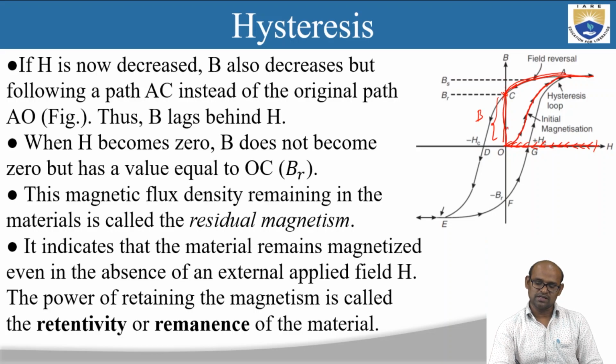Even in the absence of external applied magnetic field, this material has stored some magnetization, and the power of retaining the magnetism is called retentivity or remanence of the material. So this OC is called retentivity. This is the ability of a magnetic material to store or retain some magnetization even in the absence of magnetic field, and it is called retentivity or remanence.